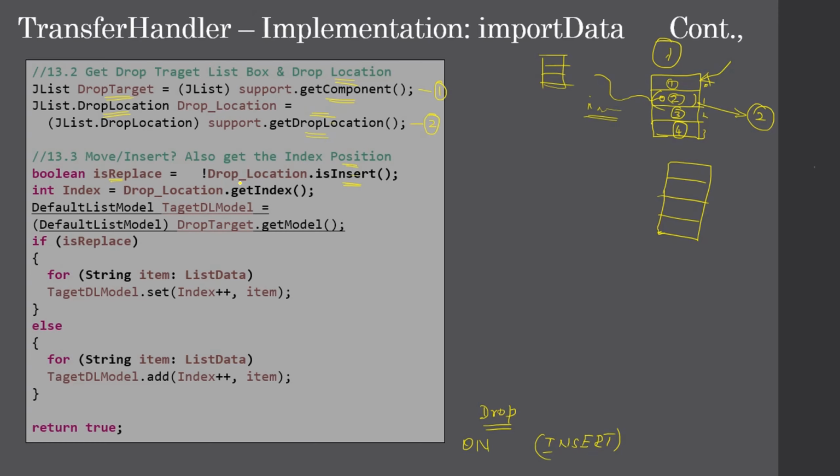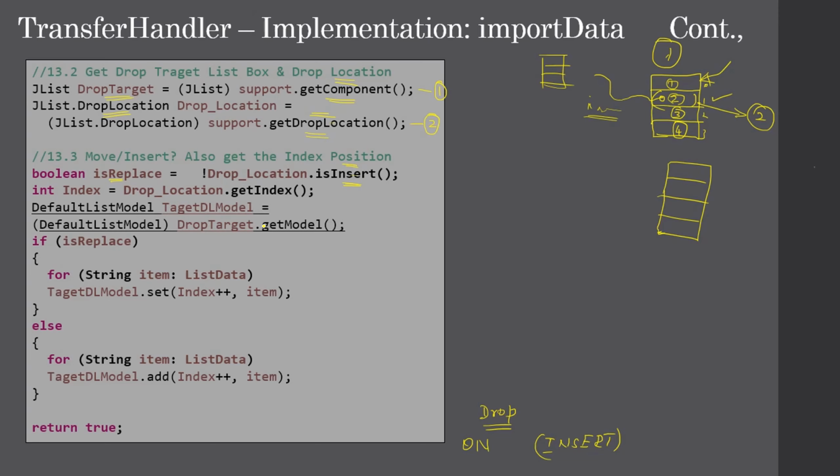Then from the drop location we are getting the index also. In this example, if you see, the index is 1, so that's what we get here. So at what location we want to drop. Here we need to make our own implementation, right? That's why we are making use of this drop location object, JList.DropLocation. First we check whether we want to insert or replace. Then we get the index location where we want to insert or even replace.